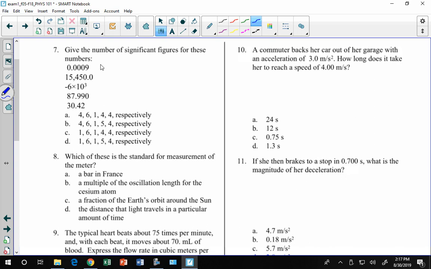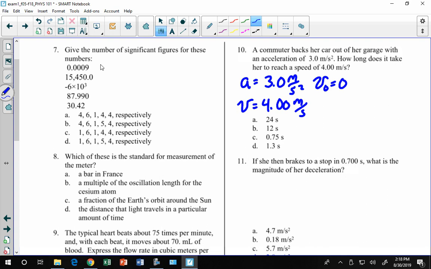So let's write down what I know. I know that a is equal to 3 meters per second squared. I know that the final speed, v, is 4 meters per second. What else do I know? I know the initial velocity. It's not stated, but it's assumed that she was stationary inside of her garage. I think that's fairly safe to assume.